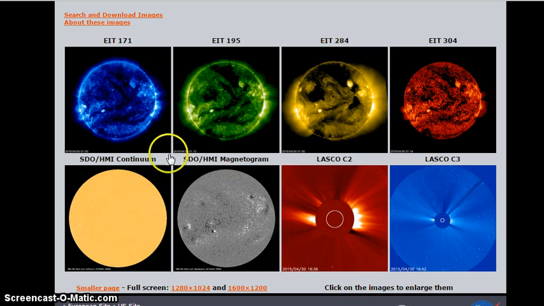Down here we're looking for sunspots, as we can see for the day that we're looking at today, April 30th, not very active in terms of sunspots. And then right here we look at images for coronal mass ejections, or CMEs, harmful particles coming out of the sun.